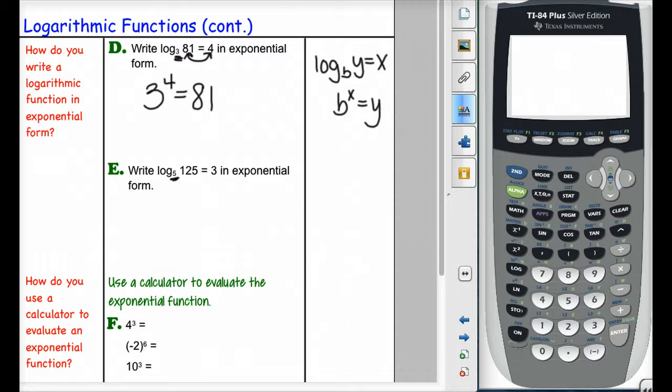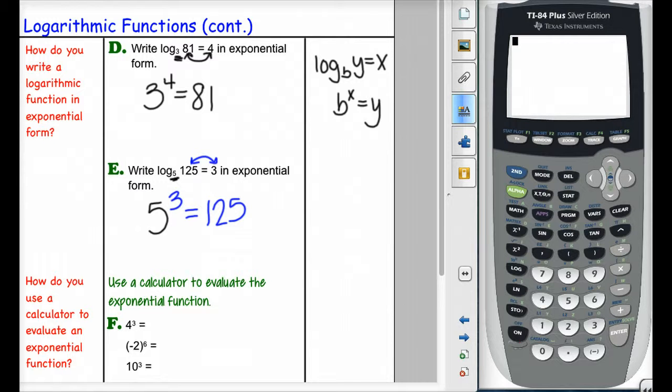All right, let's go ahead and check this. We see that it's a base 5, so we know that 5 is my base. And then we talked a little while ago about how 3 and 125 flip-flop. We know that 5 to the 3rd equals 125. So 5 to the 3rd equals 125 would be my solution.